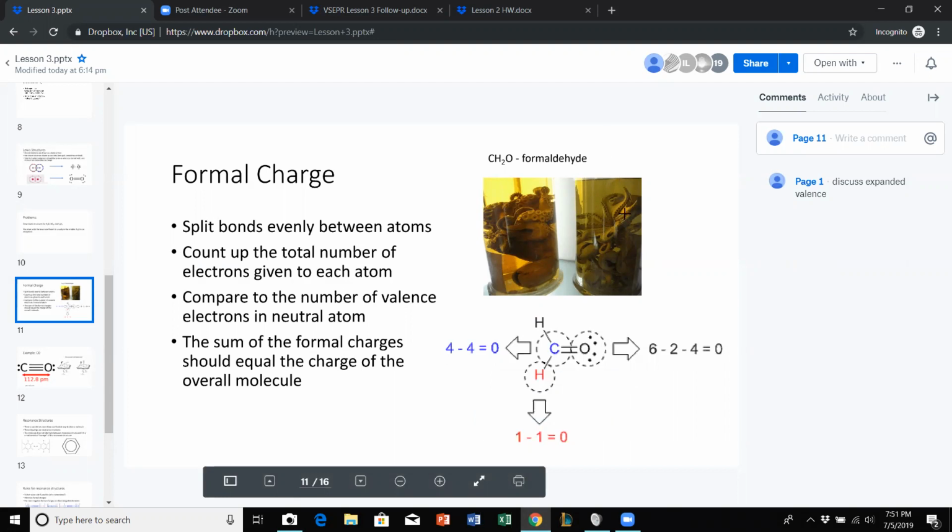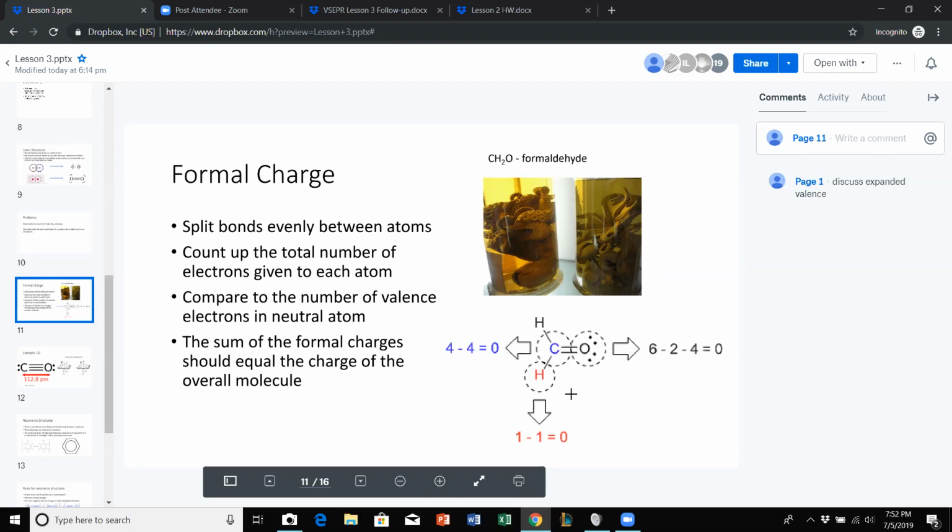By the way, let's talk about formaldehyde, so CH2O, an interesting compound. It's very reactive. This carbon atom is very reactive, and it's used to preserve biological samples, like cadavers, for example. So it's used in the embalming industry.